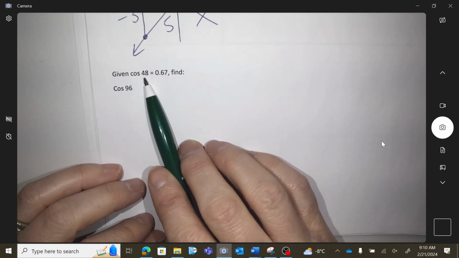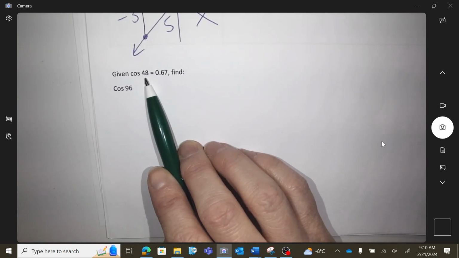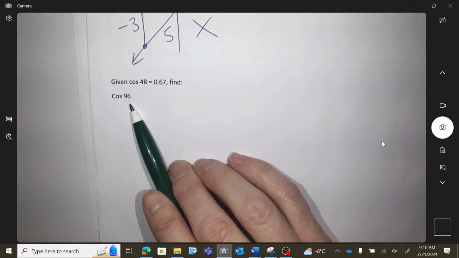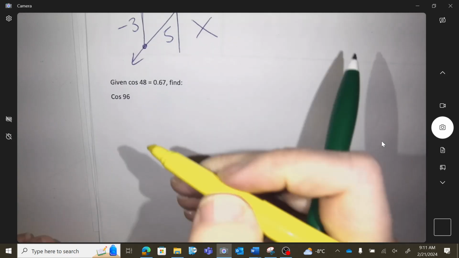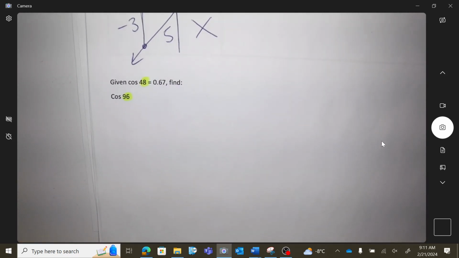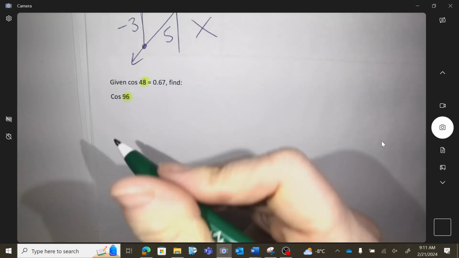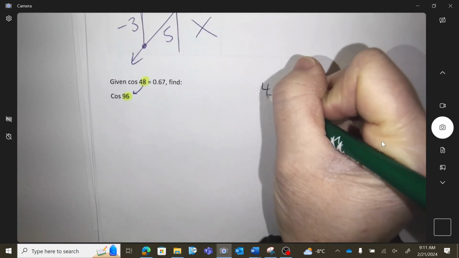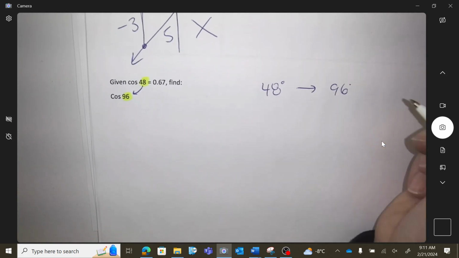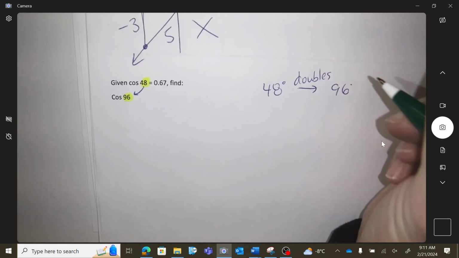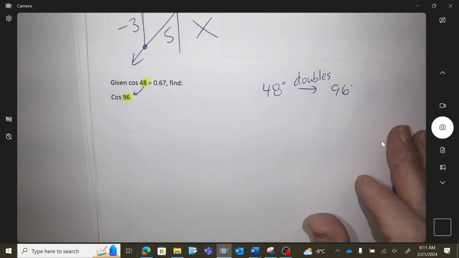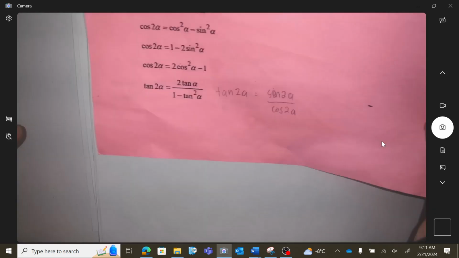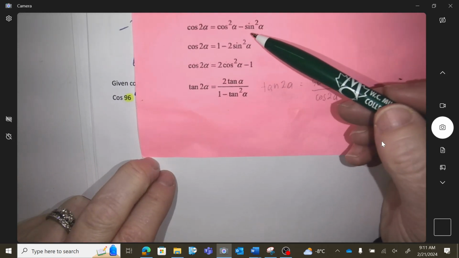So here's what I did. I gave you the cos of 48, and I want you to figure out what the cos of 96 would be. And this is going to be from your formula sheet. So can anybody tell me what's the relationship between 48 degrees and 96 degrees? What did you say? It doubles. Okay, that's the relationship. That's a double. So where do you think I'm going to look on my formula sheet if I'm looking at a doubled angle? I'm looking at a double angle.